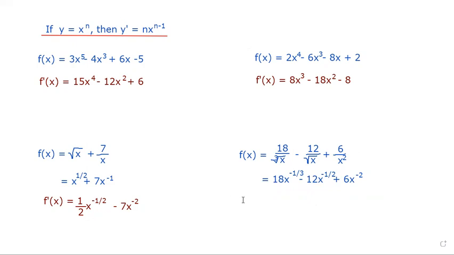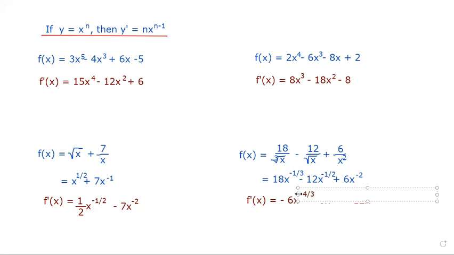So now the derivative here is negative 1/3 times 18. That's going to be negative 6x to the negative 4/3. Negative 1/2 multiplied by negative 12, that's going to be a positive 6x to the negative 3/2. And then 6x times negative 2, that's going to be negative 12x to the negative 3. So let me come back and put our exponents in. That's to the negative 4/3.